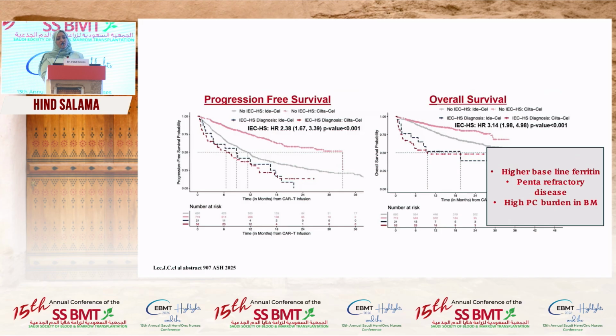They also found in this publication that the predisposing factors for developing this complication are high baseline ferritin. So if the patient has high ferritin from the start, this is a risk for IEC-HS. Also if the patient is penta-refractory myeloma, and if the patient has high plasma cell burden in the bone marrow. This is nice, and we need to look at this in other disease subcategories other than myeloma.